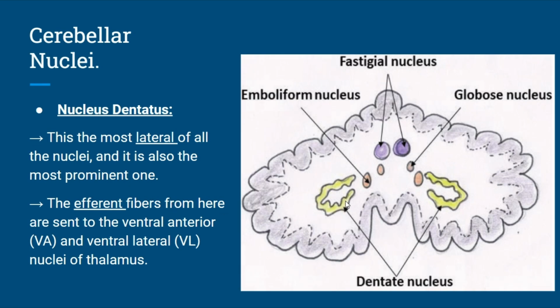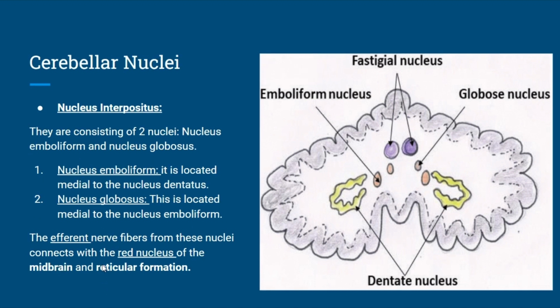In this image, you can appreciate that the dentate nucleus, or nucleus dentatus, you can say it both ways, are basically paired and they are present in the most lateral part. And so these are the most lateral of the nuclei. Their efferent fibers, the fibers that they give out from here, are sent to the ventral anterior nucleus and ventral lateral nucleus of the thalamus.